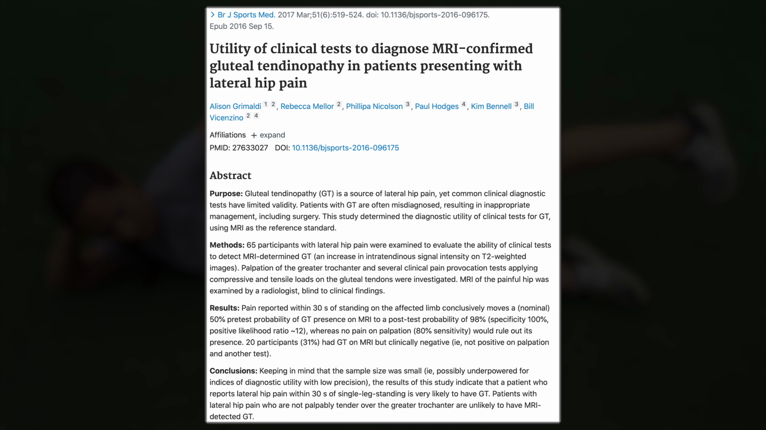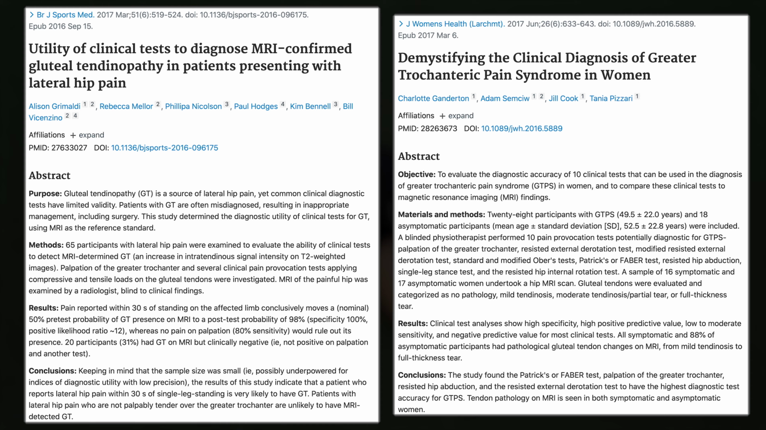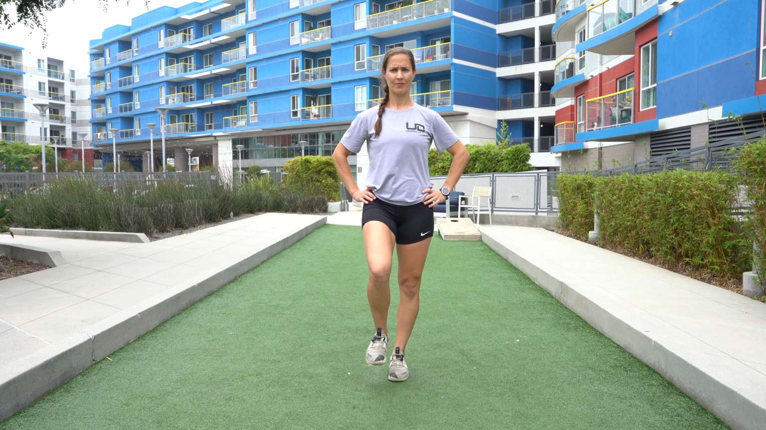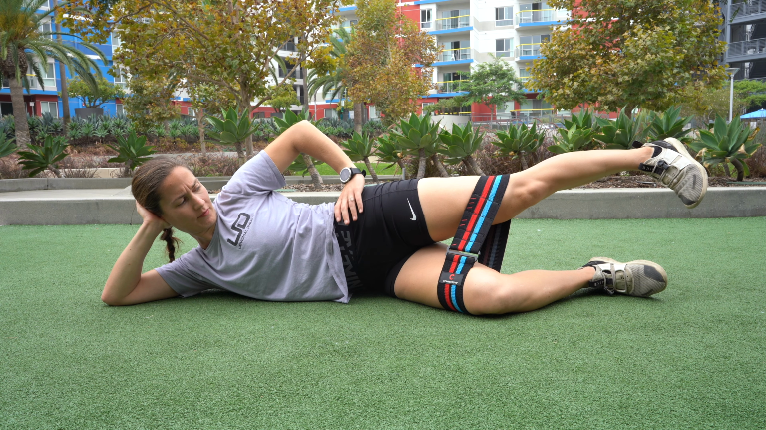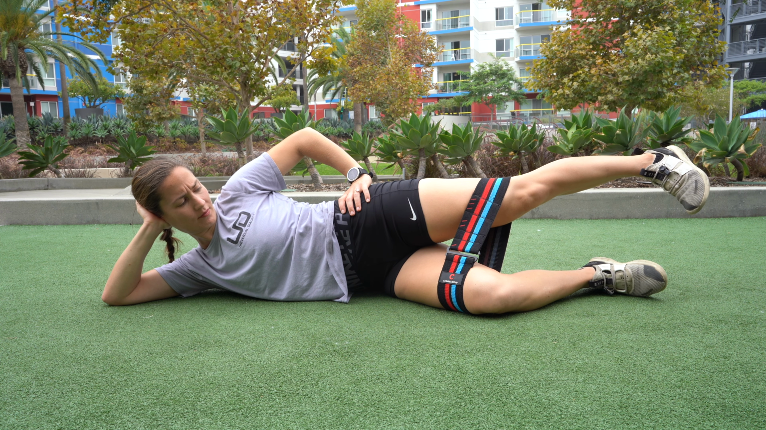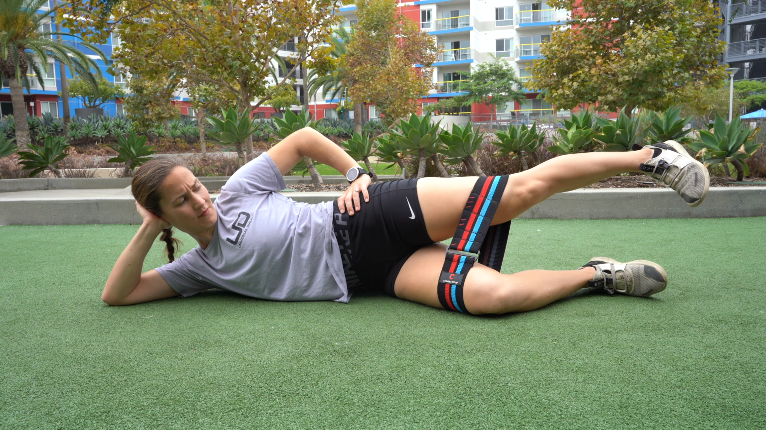The last thing to note before moving on to the last 2 sections is that there are multiple reasons why people might have symptoms in this region that are beyond the scope of this video. However, Grimaldi 2016 and Ganderton 2017 found that pain with standing on one leg for 30 seconds or resisted hip abduction can help rule in this condition, and no pain with palpation of the greater trochanter can help rule out this condition.